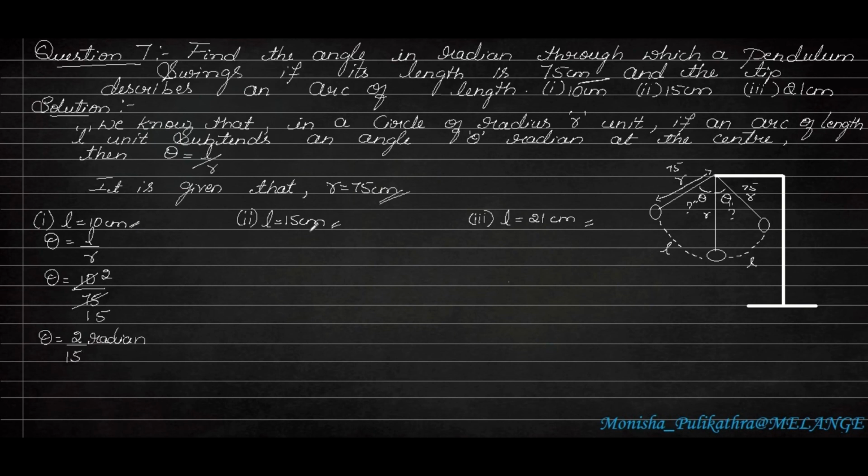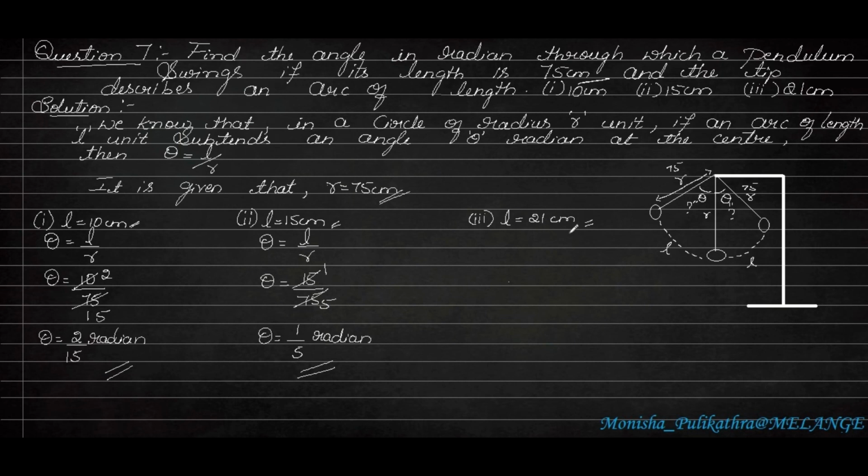So next is L is equal to 15. So again use the same formula. Theta is equal to L by R. Theta is equal to, L is 15 here, and the radius is same, 75. So 15 1s are 15, 15 5s are 75. So here theta is equal to 1 by 5 radian. So when the arc length is 15, the angle made by that bob will be 1 by 5 radian.